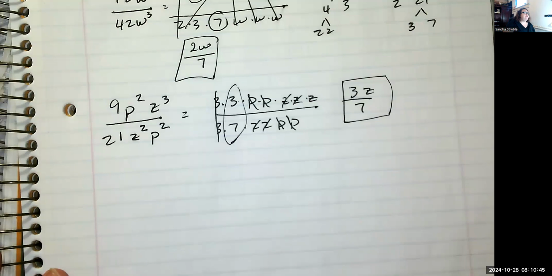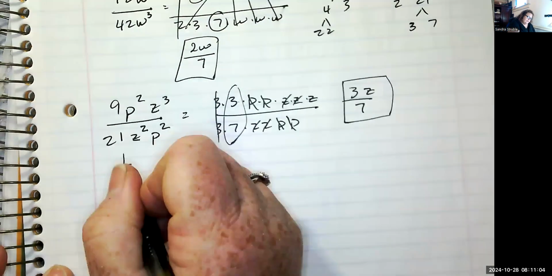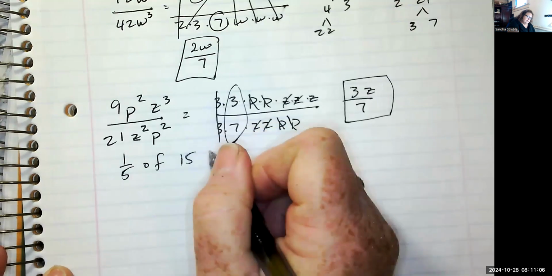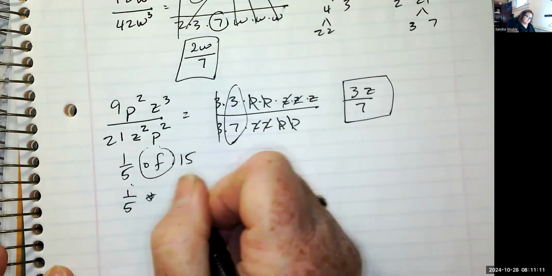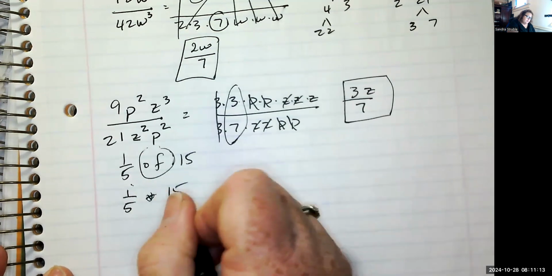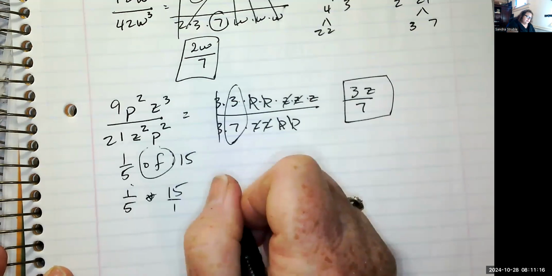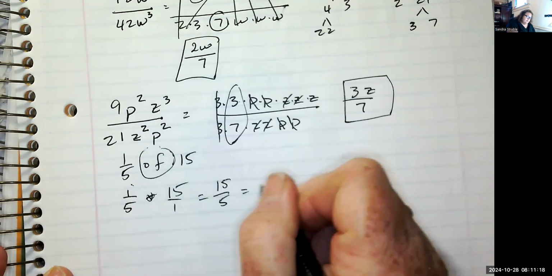The tank of a car holds 15 gallons. The gasoline gauge shows the tank is 1/5 full. How much gas is still in the tank? And give your answer as a whole number or as a mixed fraction. So we need to know what a fifth of 15 gallons is. So 1/5 of 15 gallons, you're multiplying them because of is multiplication. 1/5 times 15. Remember, this is over 1. So this is just 15 over 5, which is 3.